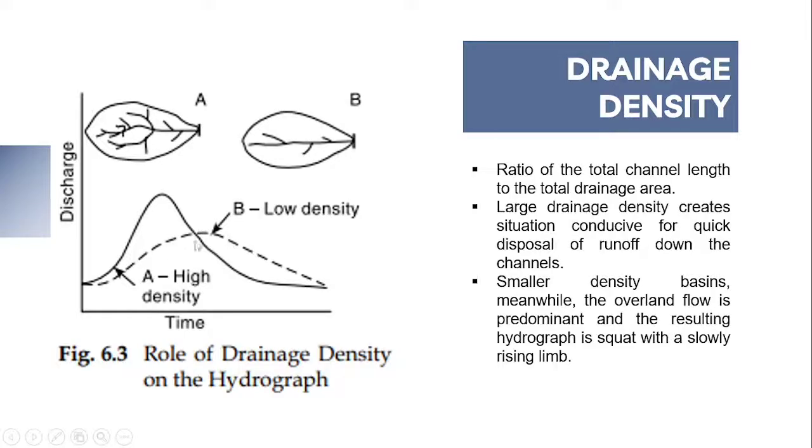So as we can see, this is our low density, the broken line. So we see a slowly rising limb, whereas in the high density, it rises steeply straight up to our peak.